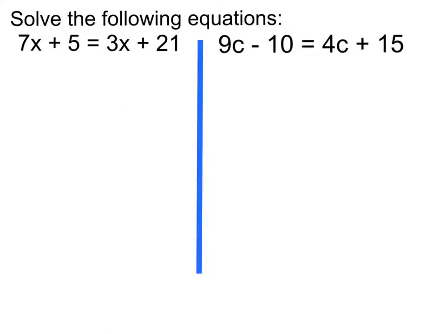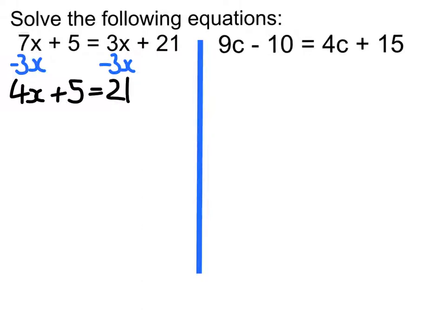These equations have unknowns or letter terms on both sides of the equal sign. So my first job is going to be to move all of the letter terms to one side of the equation. So for this first one, I'm going to take away 3x from both sides. So 7x take away 3x is 4x. Remember, I've still got that plus 5. 3x take away 3x is nothing, but I still have the 21.